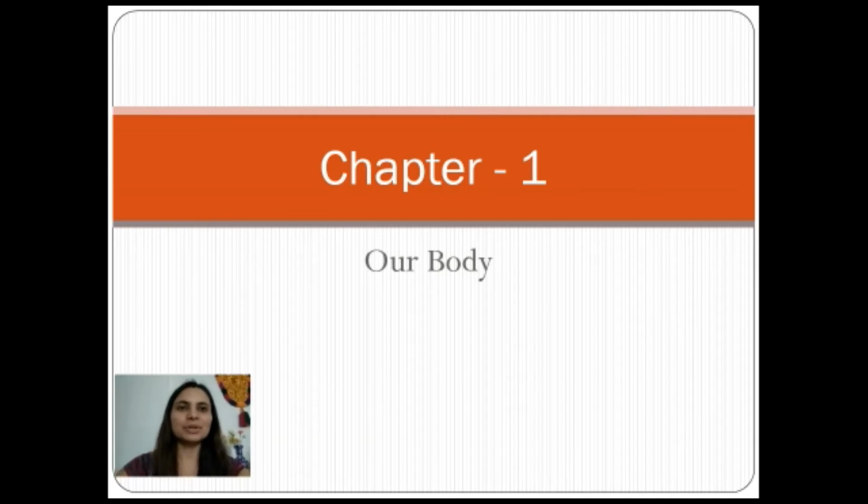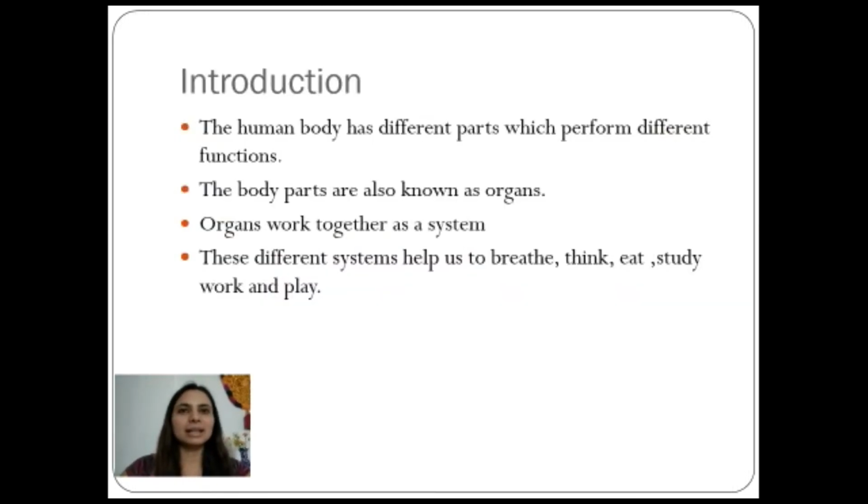So first chapter is our body. The human body has different parts which perform different functions. The body parts are also known as organs. Organs work together as a system. All organs combine together to form an organ system and they do various functions for us. These different systems help us to breathe, think, eat, study, work and play.